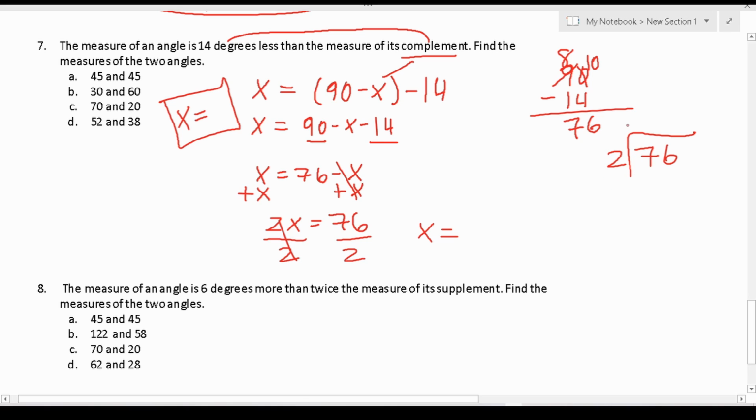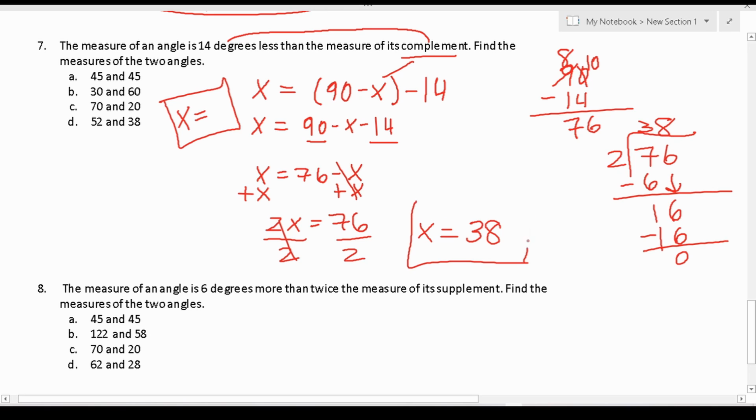2 goes into 7 3 times without going over. 2 times 3 is 6. Let's subtract. 7 minus 6 is 1. Drop down to 6. 2 goes into 16 8 times without going over. 2 times 8 is 16, so we can see there's no remainder. In this case, x is 38. So in this case, we know x represents the measure of one angle. So we know one angle is 38 degrees, and the other angle is simply going to be 90 minus 38 degrees.